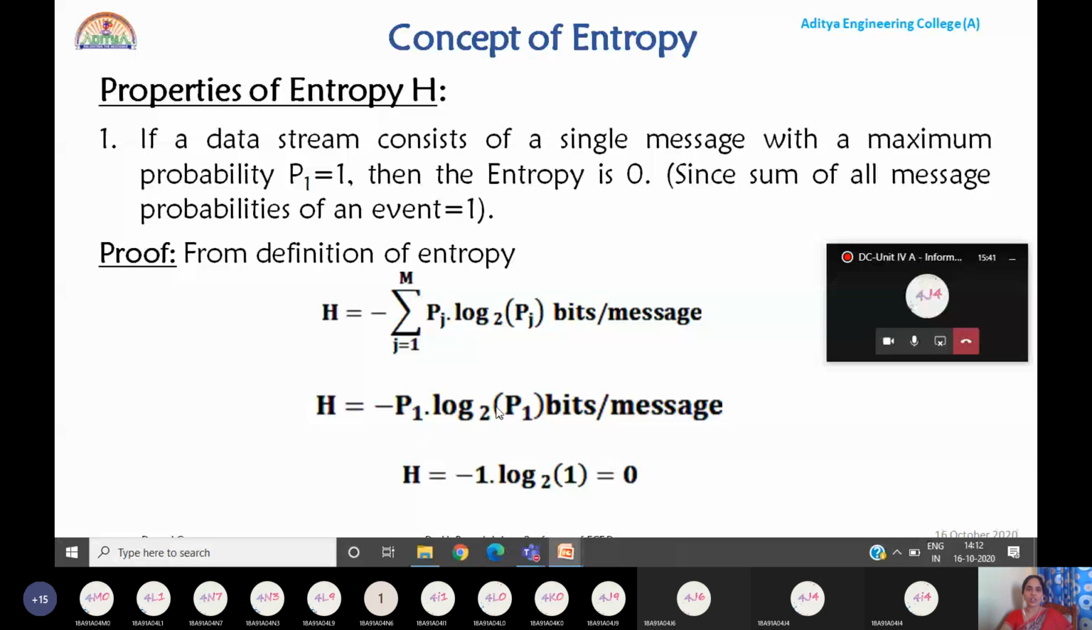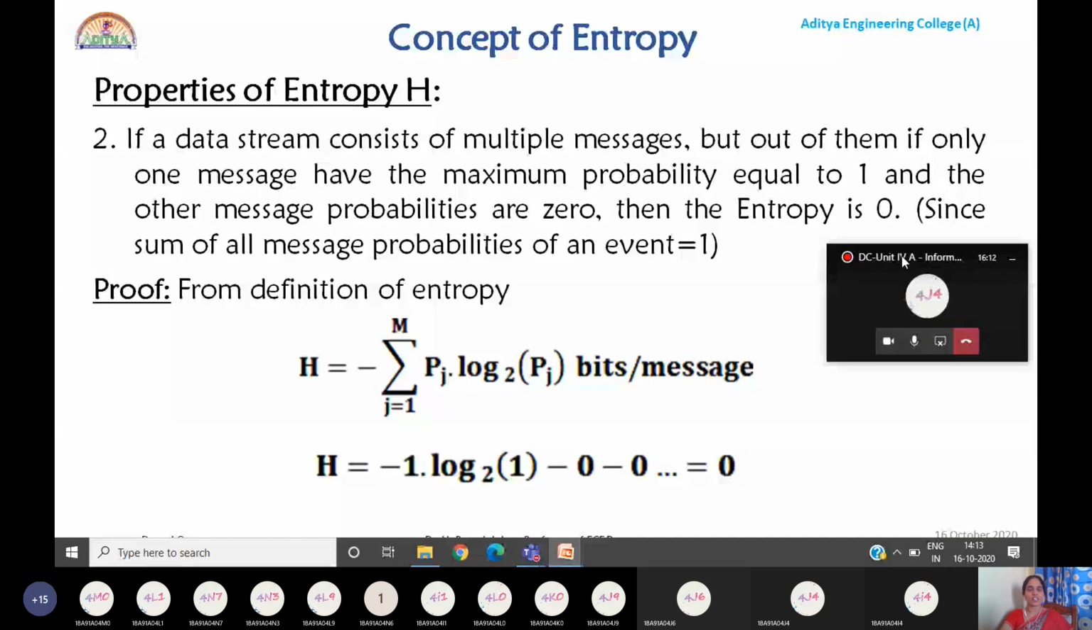So minus P1 log P1 base 2, or else you can also write this as P1 log 1 by P1. Because we represented P1 inside the logarithm, you can put it as a negative sign. So it will be minus 1 log 1 base 2. Log 1 is 0. So that's why if a data stream consists of only one message with maximum probability P1 equal to 1, then the entropy is 0.